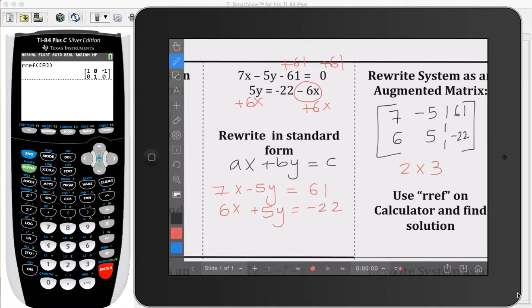Now the dimensions are the number of rows by the number of columns, so that's 2 rows by 3 columns. That's not 2 times 3, that's 2 by 3. It means 2 rows, 3 columns. So this is not a multiplication problem. 2 by 3. 2 rows, 3 columns.